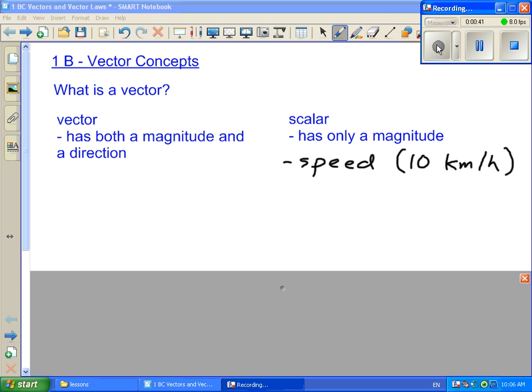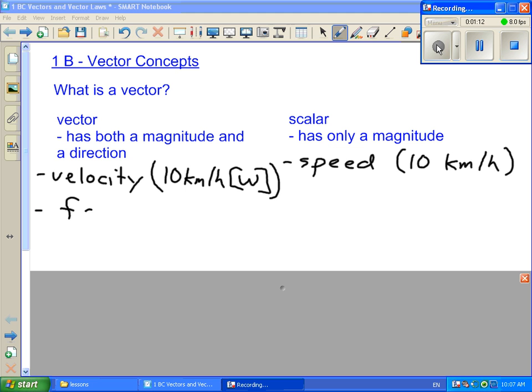If we're thinking about a vector, it has to have both a magnitude and a direction. So the corresponding vector quantity to speed is what we call velocity. A velocity might be something like 10 kilometers per hour, and we also have to specify a direction. We'll put the direction into square brackets, so that would be 10 kilometers per hour [west].